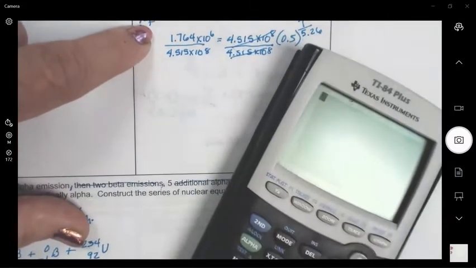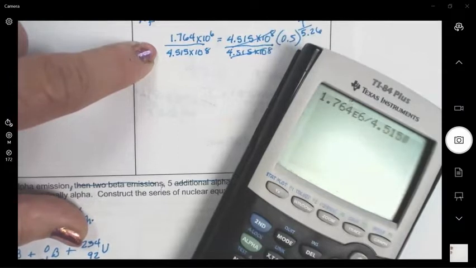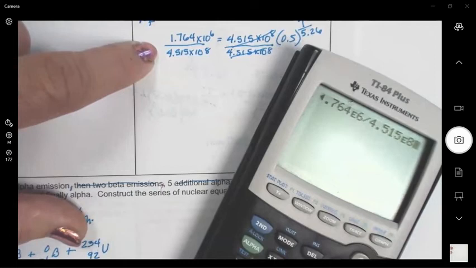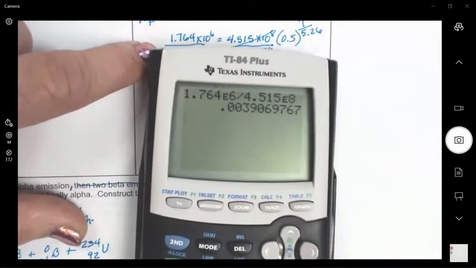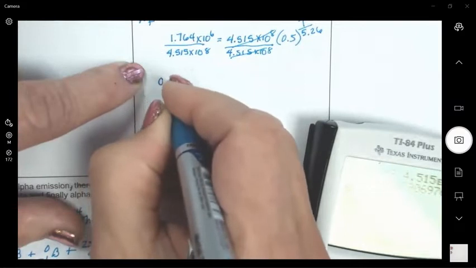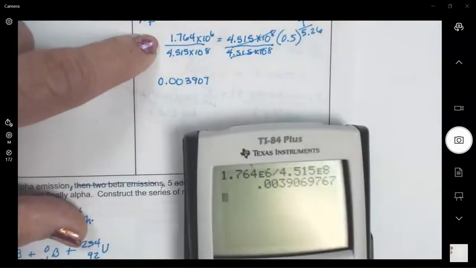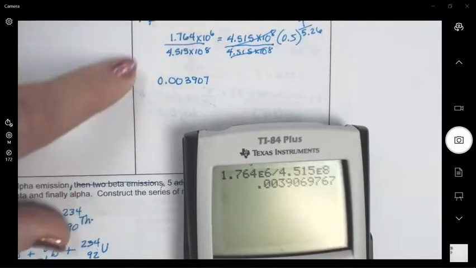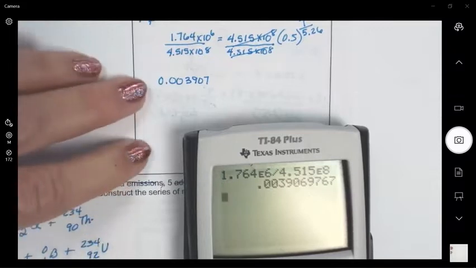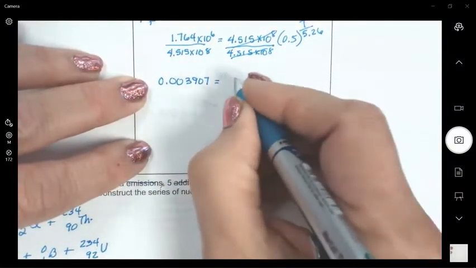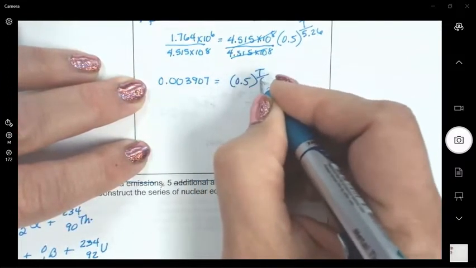Now do this in the calculator. In your calculator, 1.764, second function, EE to the six, and then divided by 4.515, second function, EE to the eight. You could just do the base numbers and subtract the exponents, but don't worry about that. And that's the number you get. So we're going to replace all of this with 0.003907. Going with 4 sig figs because my base number has 4 sig figs. 5.26 is a count. And that will equal 0.5 raised to T over 5.26.